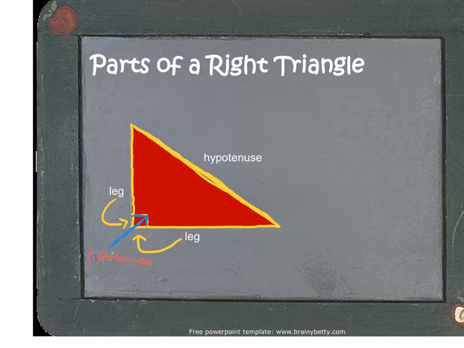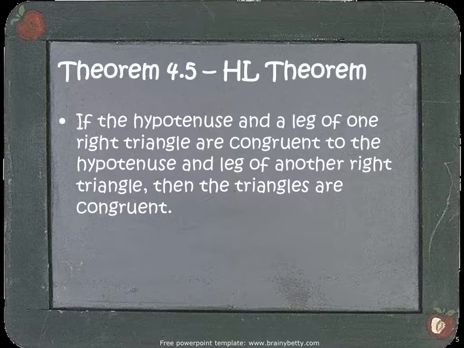So when we talk about HL, that is one of the things we are going to use to determine whether 2 triangles are congruent. If they are right triangles, you can only use this HL thing when it is a right triangle. So here comes the HL theorem, the hypotenuse leg theorem. Biggest thing, you can only do it when it comes to right triangles. If it's not a right triangle, don't ever say HL. If the hypotenuse and a leg of one right triangle are congruent to the hypotenuse and leg of another right triangle, then the triangles are congruent.